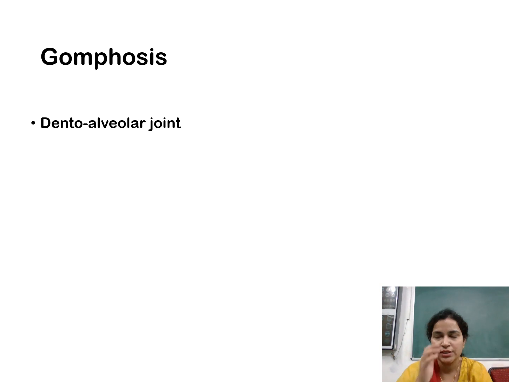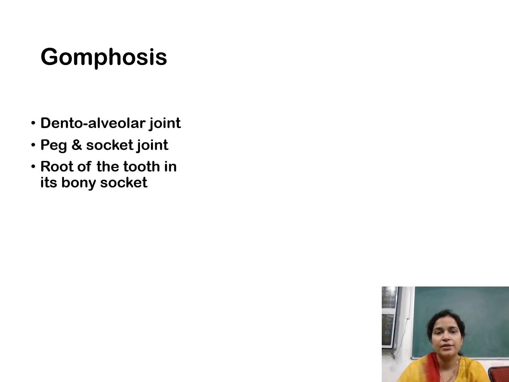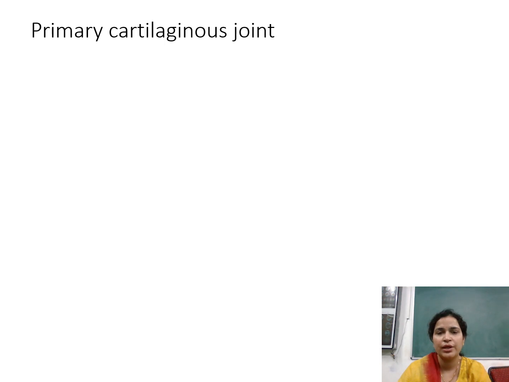What is the gomphosis? That is the third variety of fibrous joint. Fibrous joints can be classified as sutures, the different types of which along with examples we have seen, then the syndesmosis type of joint, and then the gomphosis type of joint. Gomphosis is the peg and socket type of joint: the root of the tooth in its bony socket. It is fixed. So root of the tooth in a bony socket, that is the peg and socket type of joint, the gomphosis.